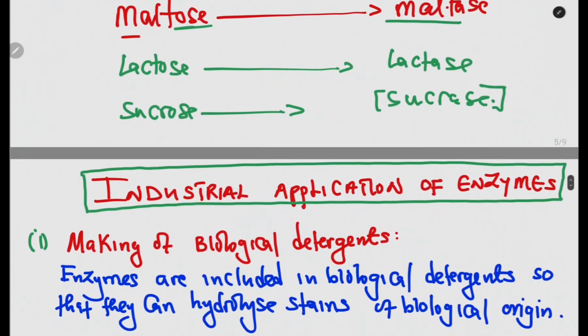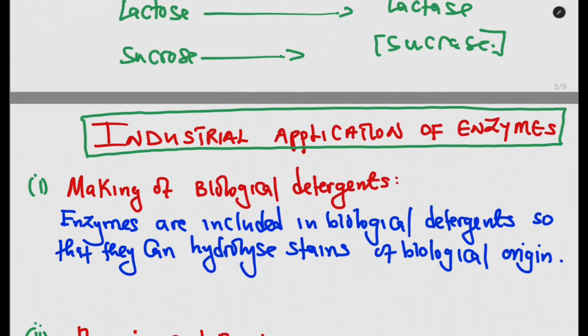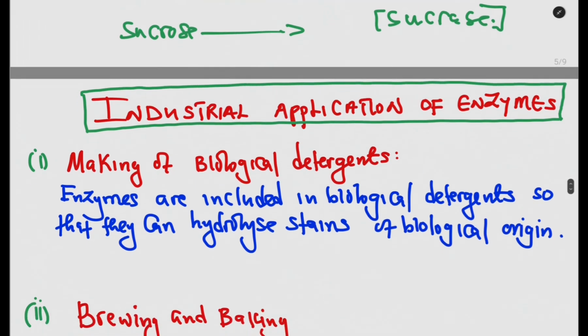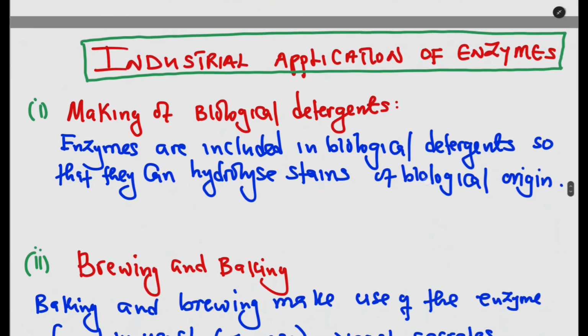All right, so we are going to end by looking at the industrial application of enzymes. What are the applications of enzymes at industrial level? One of the applications of enzymes in industry is making of biological detergents. Enzymes are included in the biological detergents so that they can hydrolyze the stains of biological origin. You are aware that one of the uses of detergents is washing clothes. And of course, the stains that we remove from the clothes might be protein stains, fat stains. For example, if you stay in Zambia, we have Boom, Bullet, and all sorts of detergents. Those are biological, or they contain enzymes. They are called biological detergents.